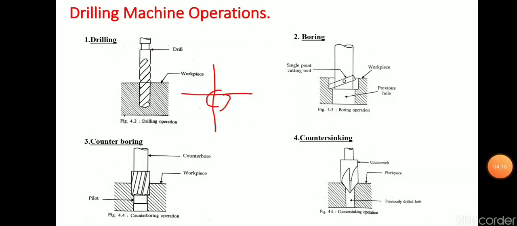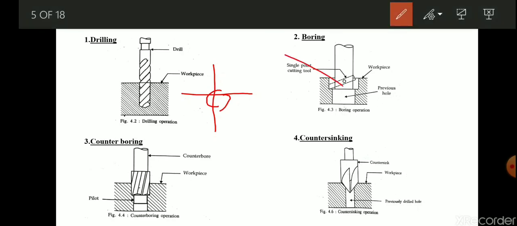Now let us see boring. Boring is the operation to enlarge a hole by using a single point cutting tool. Here we can see a single point cutting tool and a workpiece, and here is the previously drilled hole. It is also done to finish a hole accurately, to correct size and to correct the roundness of the hole. It is also used for machining the internal surface of a hole which is already produced during casting.